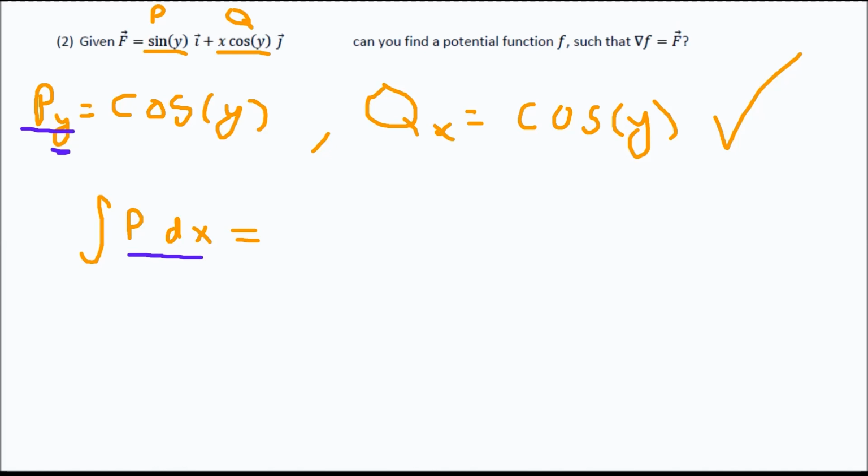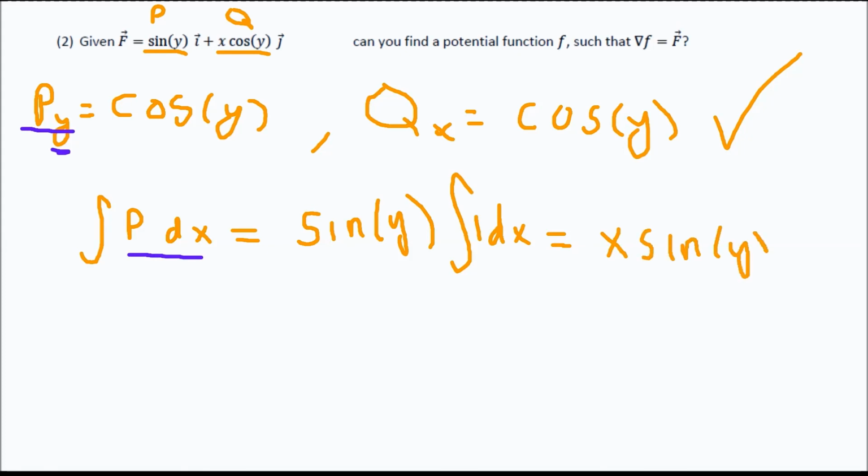don't make those mistakes. But if I'm taking the integral of p with respect to x, well, p was sine of y, which I could actually factor outside my limits of integration because I'm integrating with respect to x, which means my antiderivative is going to be sine of y times x, right? The integral of 1 dx is just x. So I get x sine of y plus, and again, there could be my constant, but my constant is now a function of y, so g of y.